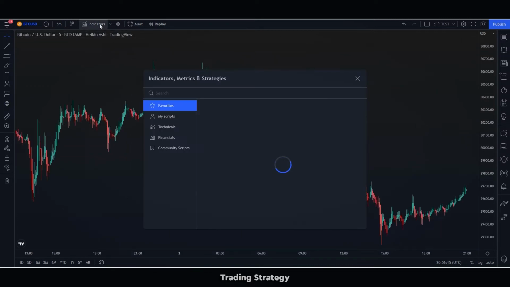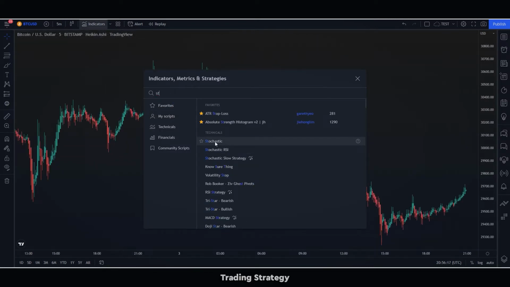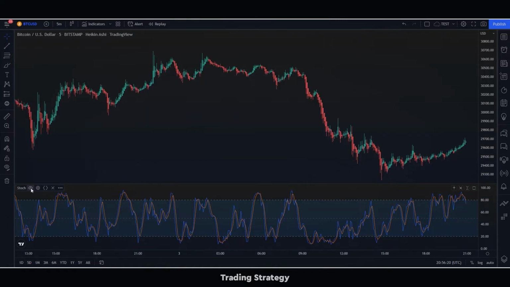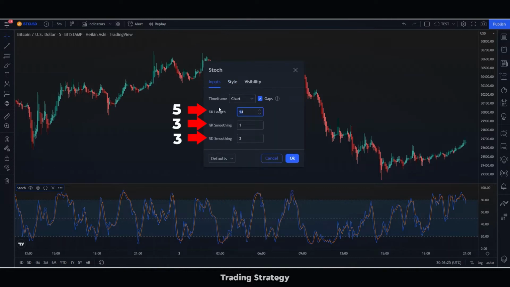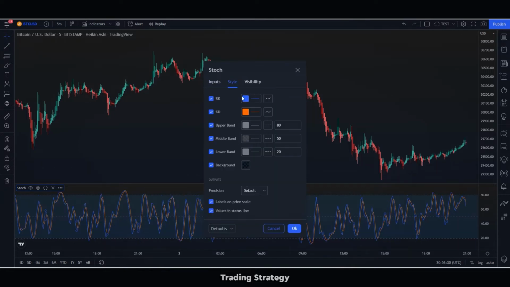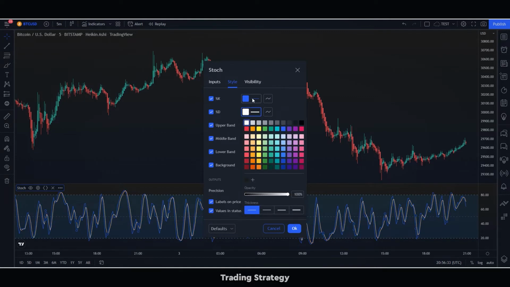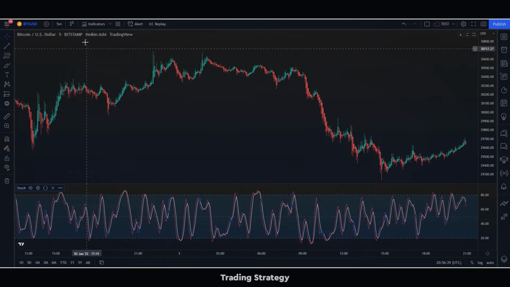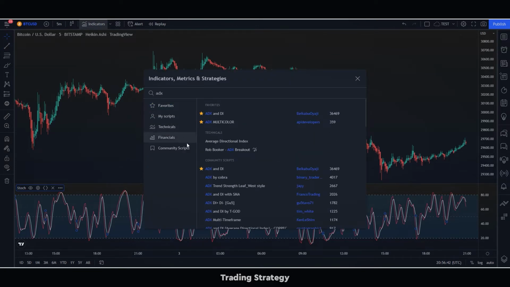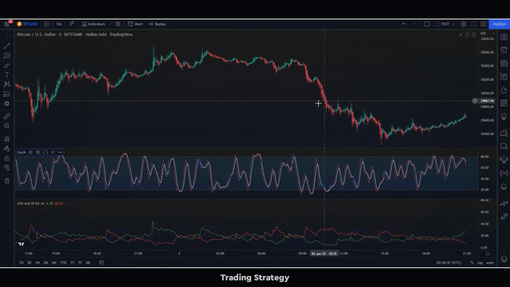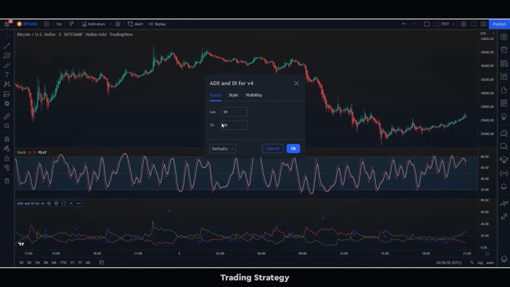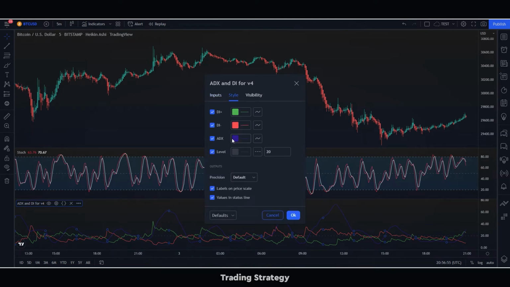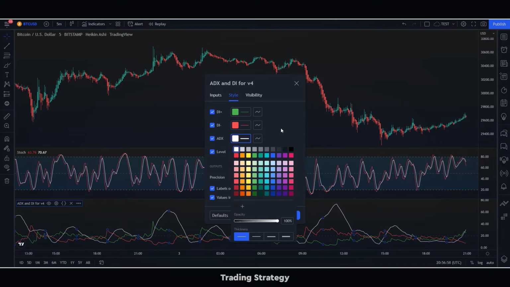Then you will have to put the stochastic indicator, we will put it with the parameters of 5, 3, 3. We will change the color of the signal line to white and the stochastic line to red. Finally, we will have to select the ADX indicator. This indicator, we will leave it in 14 periods. We will change the color of the ADX line to white and set the trend level to 22.